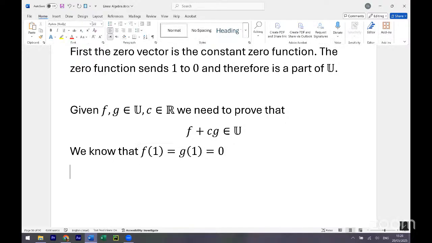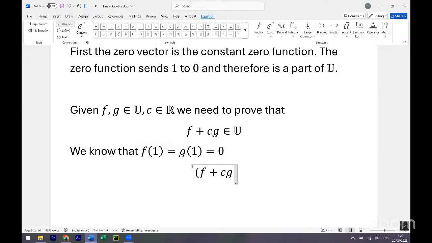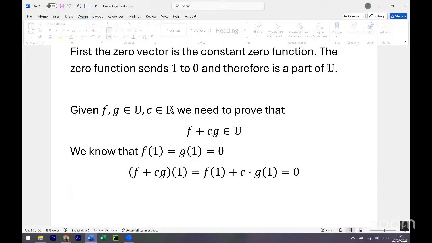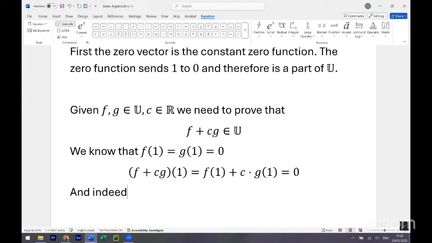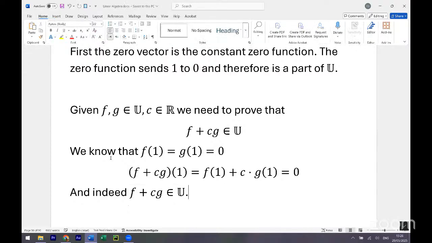Agreed? So what happens if we plug in 1 into F plus CG? We get F of 1 plus C times G of 1, which is 0. And thus F plus CG is within U. Is it really that simple? Yes, it is that simple. It's linear algebra. It's supposed to be uncomplicated algebra.